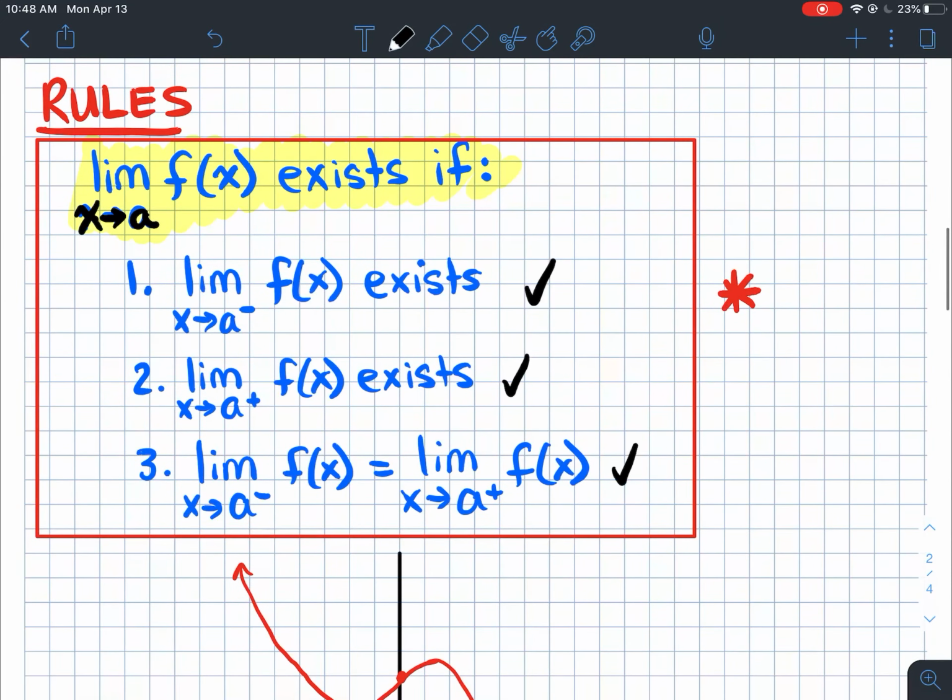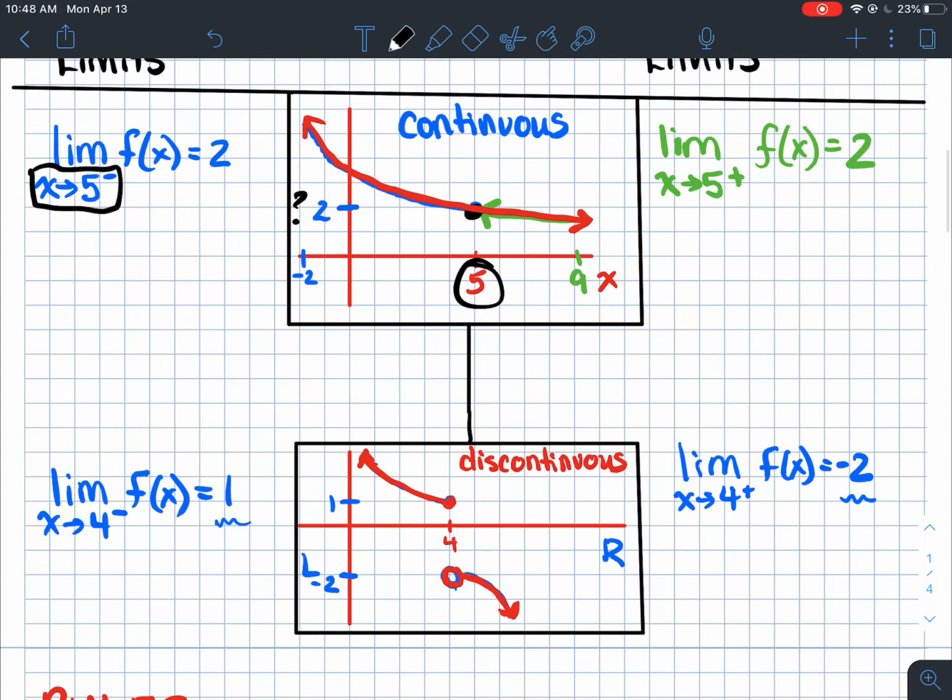So let's just go back up to those other graphs. Pause the video if you want to write this down. So for this function up here, we could say that the limit as x approaches 5 exists. Because as x approaches 5 from the left, the limit is 2, so that exists. As x approaches 5 from the right, the limit is 2. It exists. And the left-hand and the right-hand limit are the same. So therefore, the limit as x approaches 5 of f of x exists. It actually equals 2. But it does exist because it met all the criteria. It had a left-hand limit, check, a right-hand limit, and they were the same.